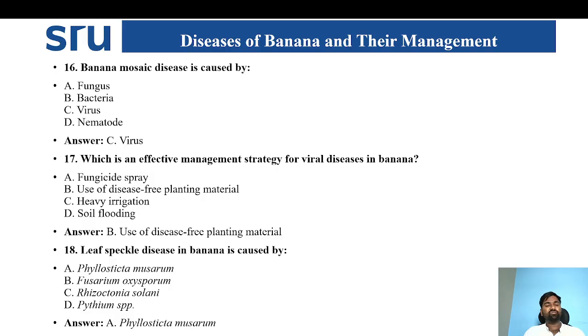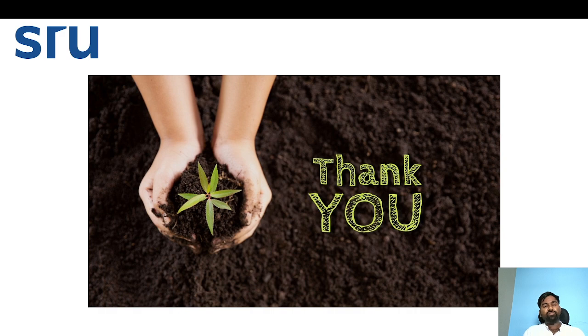Banana mosaic disease is an important viral disease, and an effective strategy for viral disease in banana is the use of disease-free planting material like tissue culture banana. Leaf speckle disease in banana is caused by Phyllosticta musarum. So these are some important objective questions related to different diseases of banana and their integrated management. Thank you.